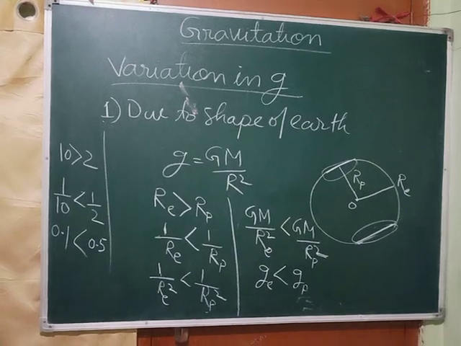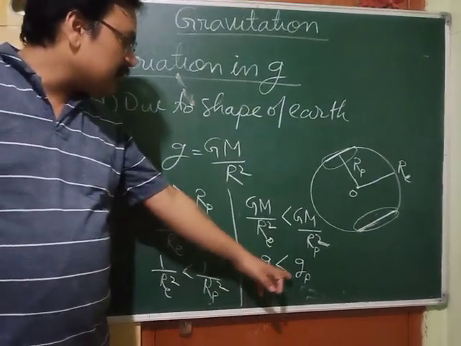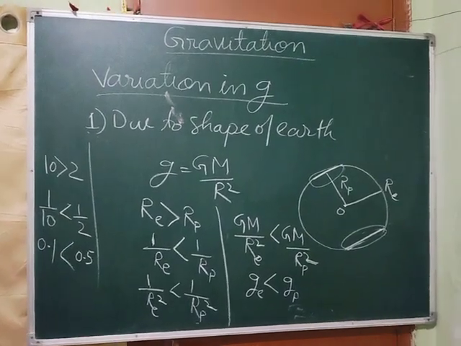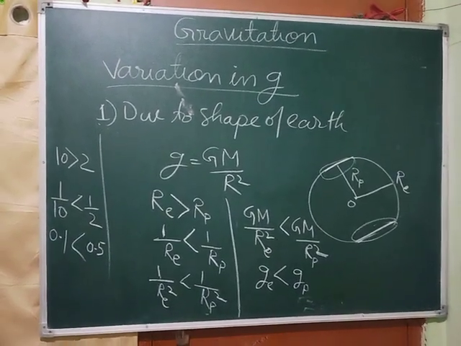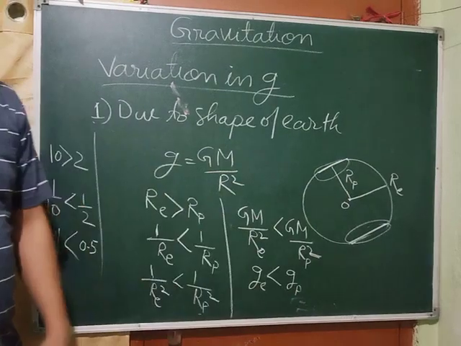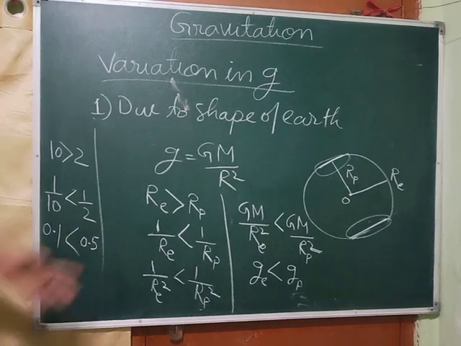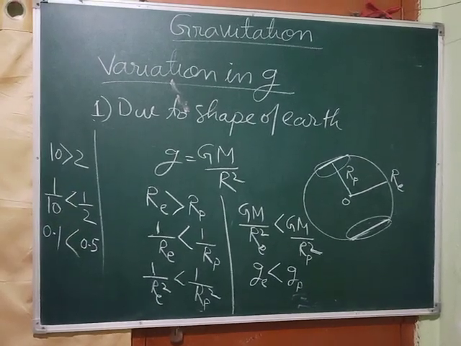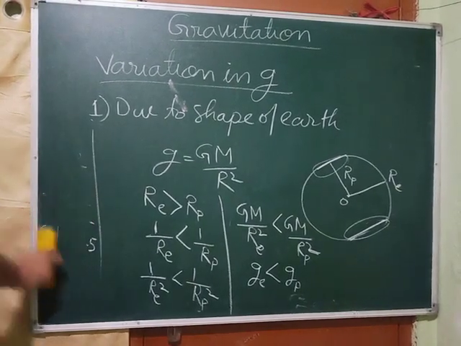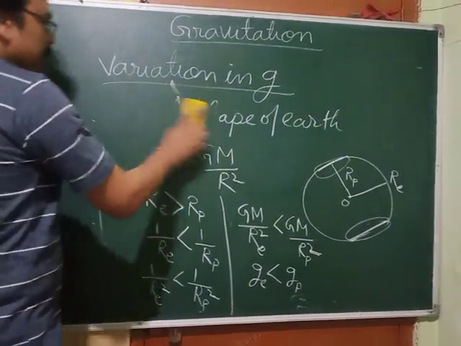Does it suddenly become more? No. When we move from the equator to the pole, the acceleration due to gravity keeps on increasing and becomes maximum at the pole. And when you go from the pole to the equator, the acceleration due to gravity decreases and it is minimum at the equator. Clear? Just note this down. Noted? Very nice. Now, let's go to the next thing. This was variation due to the shape of the earth. There are some other things also.